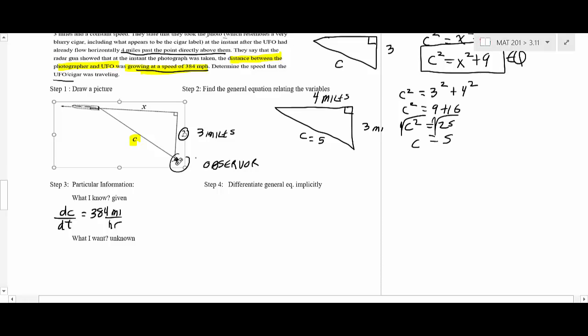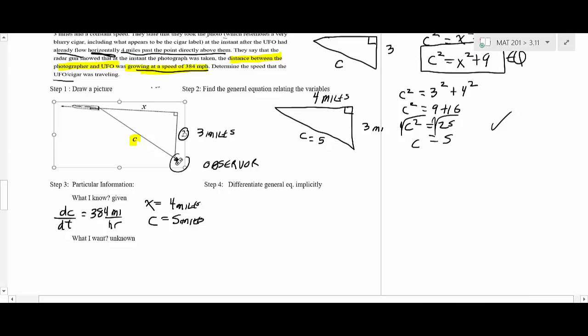The other piece of information we have is x. If you read the problem, it says the UFO had already flown horizontally, that's a key. The horizontal distance is x, 4 miles from a point directly above, so x is 4 miles. That's another thing you're given. So we have those two things. We also have c is equal to 5 miles. That's the reason I did that to start with, just to find that. So those are things that we know.